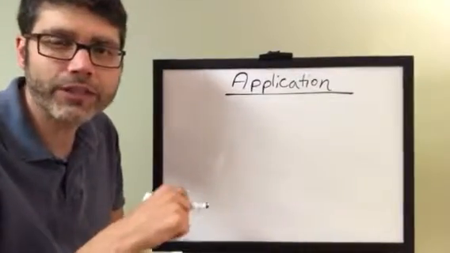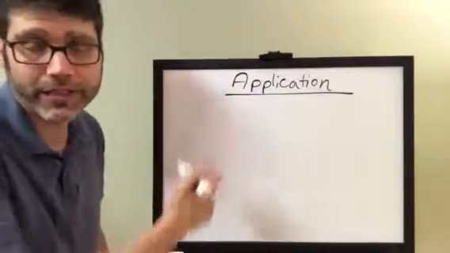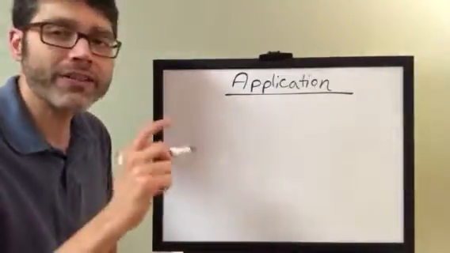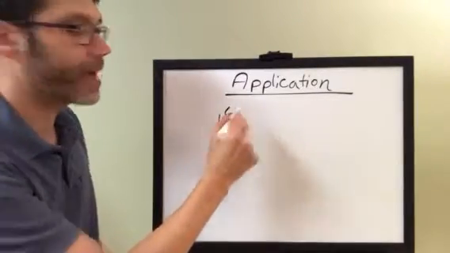All right, so now that we have some of the vocabulary down, why don't we try to apply it? So this section is called application. What if we had this? Let's say we had 1 to the 6th power.